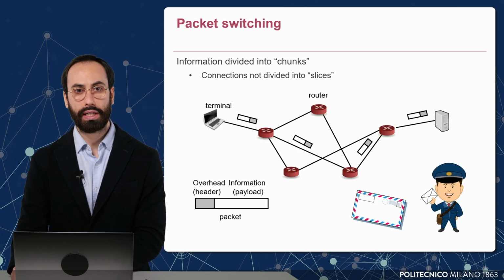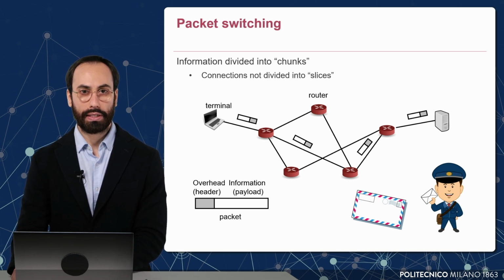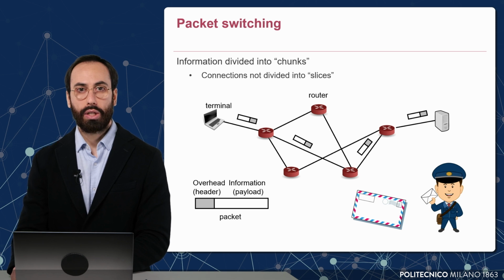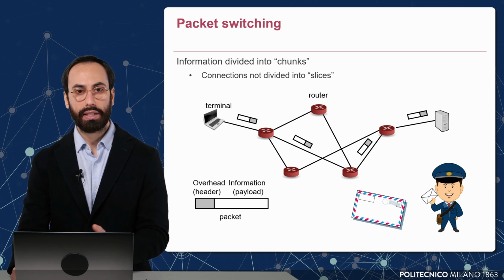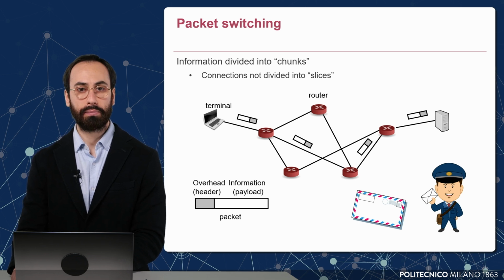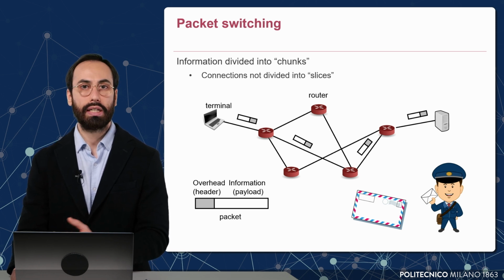Different with the packet switching instead, what we divide is not the resource of the network, but we divide the information into chunks. So at the end, the connections are not divided into slices, such as in the circuit switching. So the information then is in the form of a packet, and the packet is formed by the header and the payload. Into the header, there is information that can be used to reach the destination. Instead, the payload carries the user data.